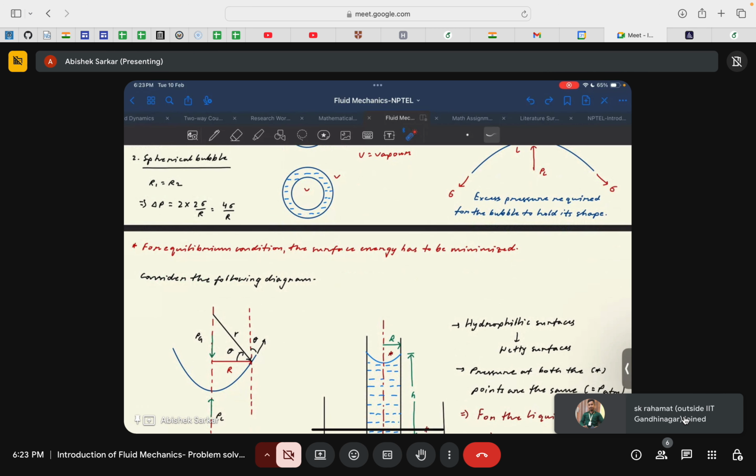I'm sure that all of you might have done this experiment in your chemistry lab or physics lab, where you insert a small capillary tube inside a liquid, usually water. You'll see that the level of water rises slightly inside the capillary tube.